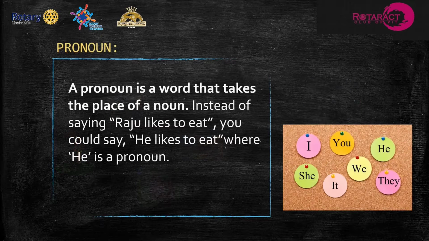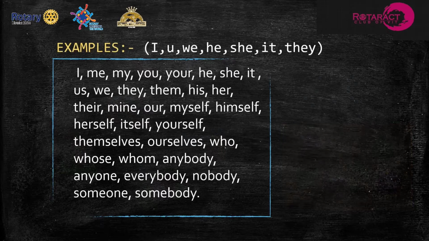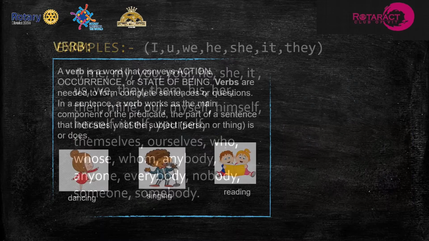Now let's talk about pronoun. A pronoun is a word that takes the place of a noun. Instead of saying Raju likes to eat, you could say he likes to eat, where he is a pronoun. Here, he describes Raju. Now let's look at some of the examples of pronoun. I, you, we, he, she, it, they. And all of the words given here are also the examples of pronoun.